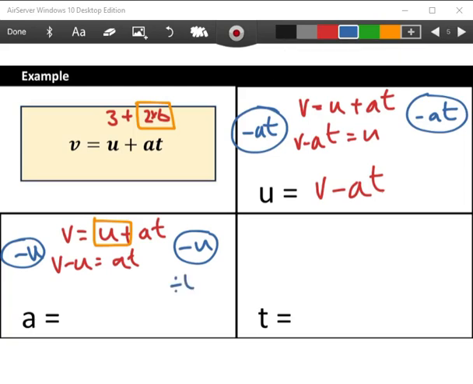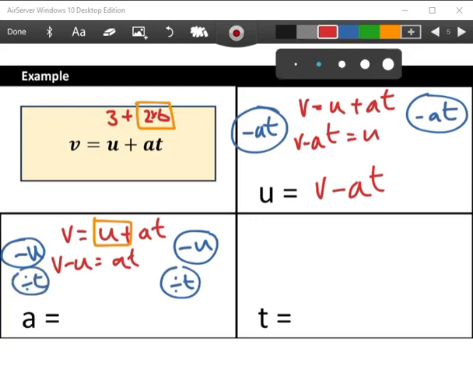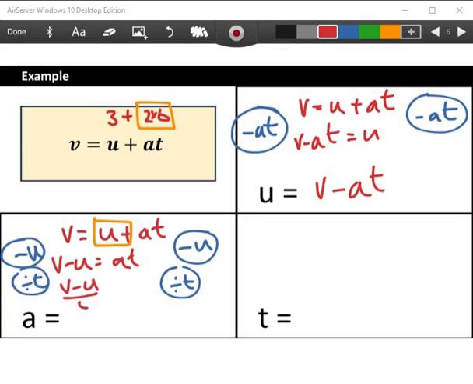So divide by t. Divide on both sides. That gives us v minus u, all divided by t. So if we were to write it out properly, we've got a equals v minus u all over t. Our answer.